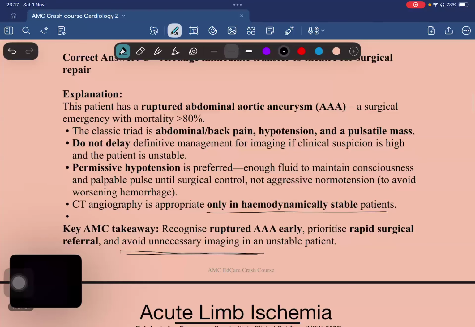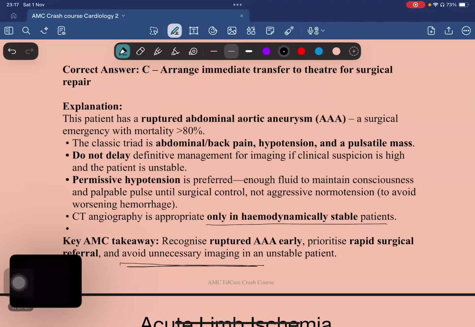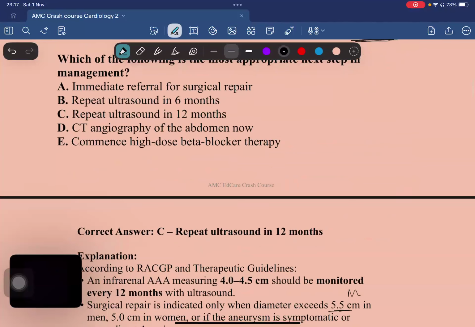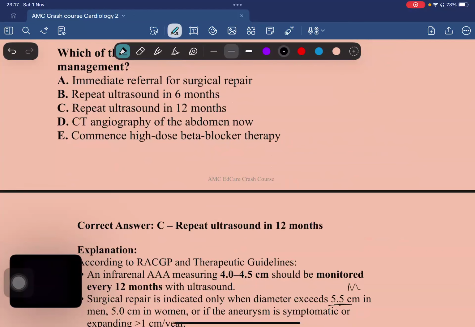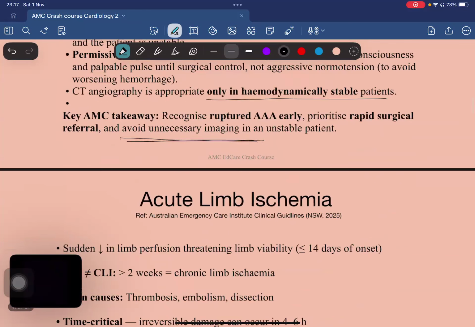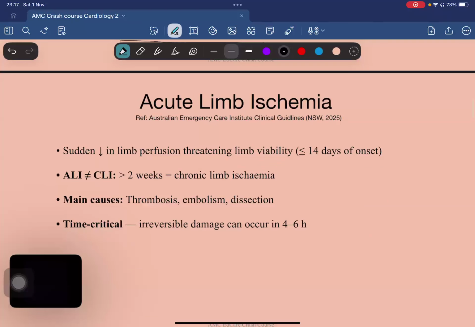So I hope you all got a basic idea of abdominal aortic aneurysm. Obviously, there definitely should be more to read about that. So try to read from the guideline that I shared on the chat. And yeah, let's try to go to our next little subtopic. I would like to talk about acute limb ischemia next. And this one, I've taken it from the Australian Emergency Care Institute clinical guidelines. It's a very newly updated one. It's from 2025.